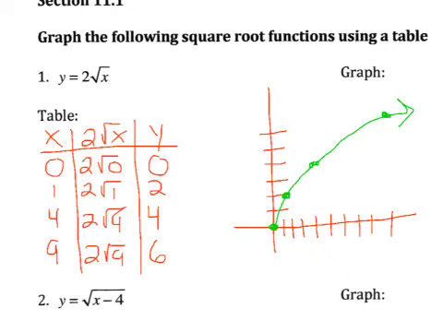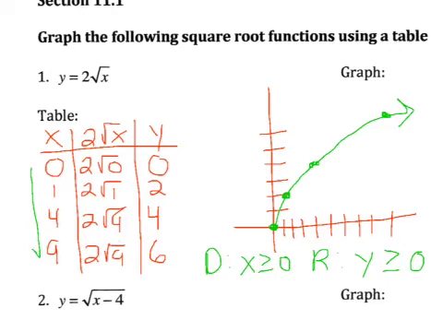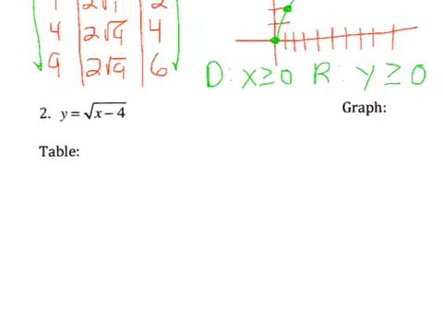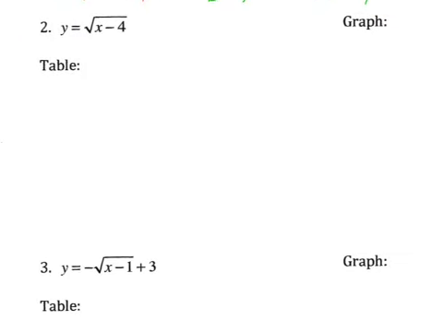We are going to need to label the domain and range on the quiz, and I forgot to put that on the review. So the domain for this function is x is greater than or equal to 0. And the range is y is greater than or equal to 0. You can see that our x's start at 0 and go up, and our y's start at 0 and go up. Let's take a look at the next problem.